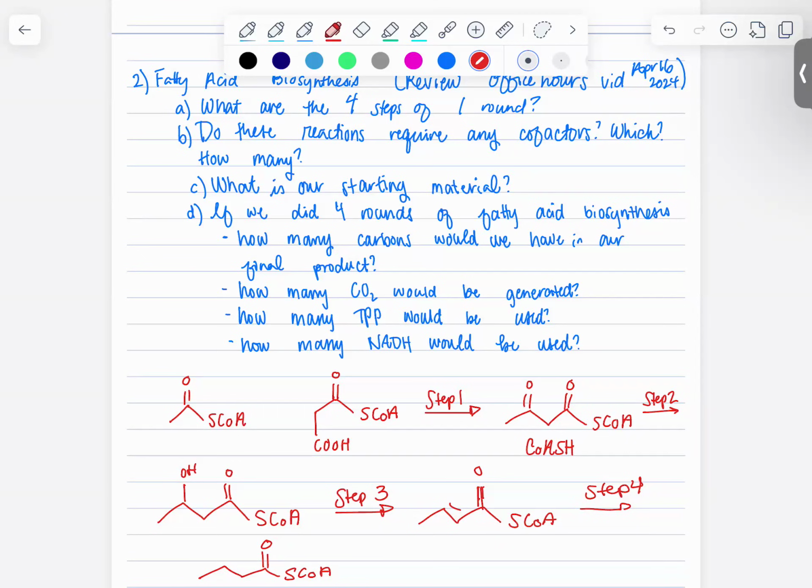Okay. So I've drawn out here the first steps of fatty acid biosynthesis. I'm not going to spend a bunch of time breaking down the chemistry that happens here because I already have a review video that covers fatty acid biosynthesis in pretty good detail. It is the office hours video from April 16th of last year. But these would be our first 4 steps.